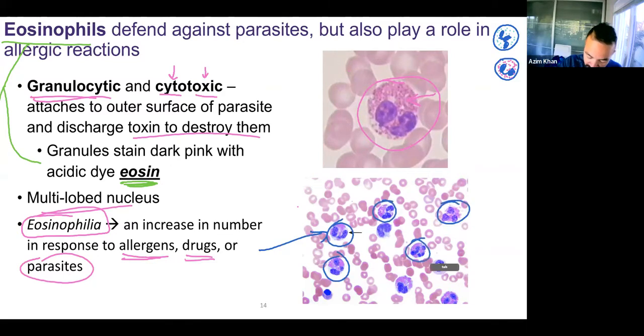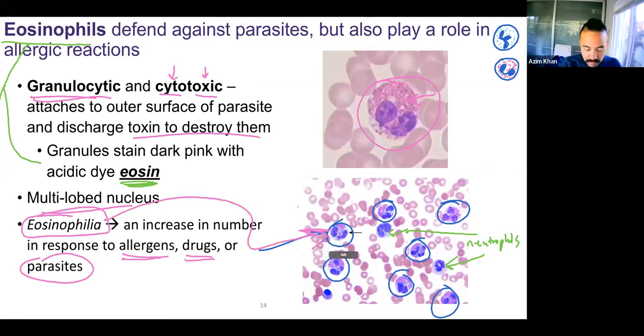The ones that I'm circling here are eosinophils. The other ones here, see how much lighter the granules are? These are neutrophils, while eosinophils are here. So that's our second type. Eosinophils are not phagocytic. They don't eat up things. They release chemicals to kill things.